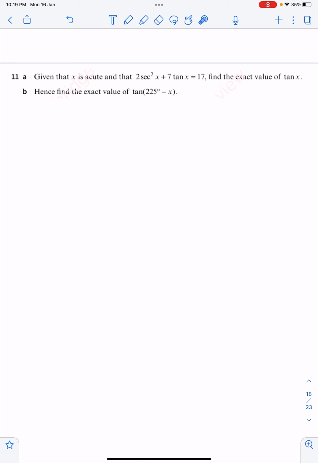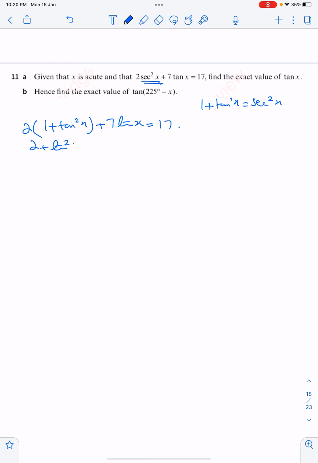It's similar to that question, so you can apply the second identity here. So I'm writing down the second identity in the corner here: 1 plus tan square theta equals sec square theta. So in place of sec square theta, I'm going to write 1 plus tan square theta. So 1 plus tan square x plus 7 tan x equals 17. Let's simplify it first, and then we're going to take tan x as y. So 2 plus tan square x plus 7 tan x equals 17.